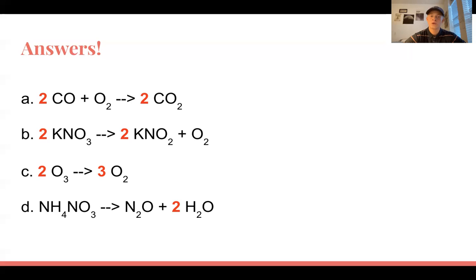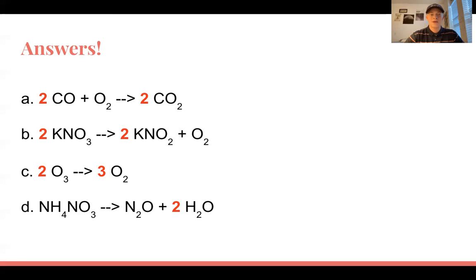So that's why we're going to put a 2 in front of the potassium nitrite, and that's going to give us 4 oxygens, and then plus the 2 is 6. So now we have 6 oxygens on the product side and 6 oxygens on the reactant side, and that's going to be a balanced chemical equation. Moving on to C.